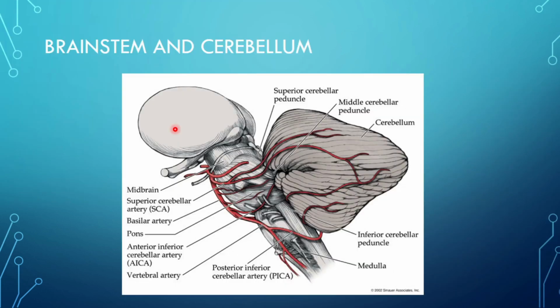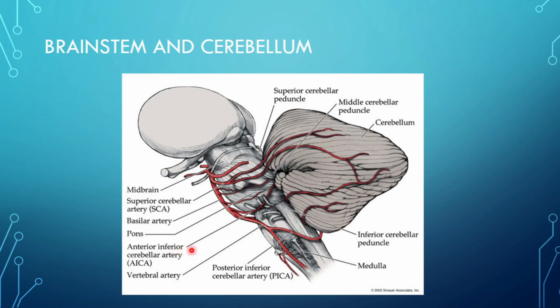The brainstem and the cerebellum are also supplied by branches of the circle of Willis, more specifically the vertebrobasilar part of the circle of Willis. So we can see 3 main arteries that supply the cerebellum. This is the superior cerebellar artery, supplying, as its name suggests, the superior portion of the cerebellum.